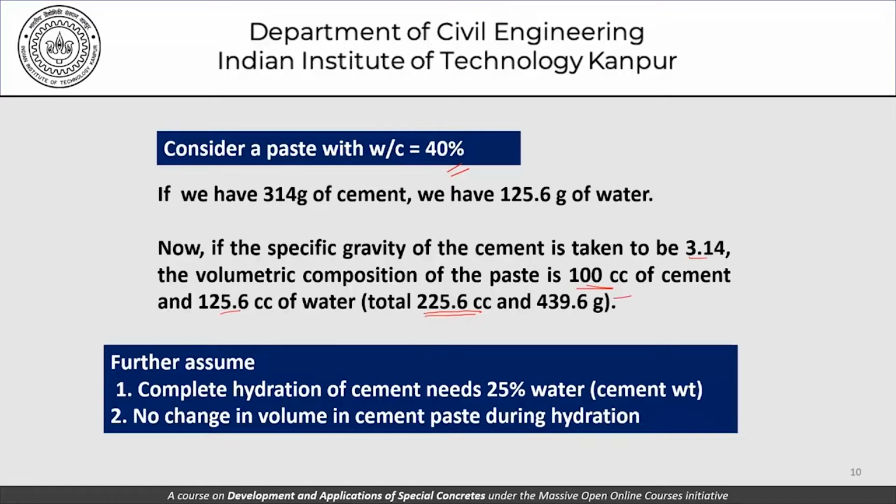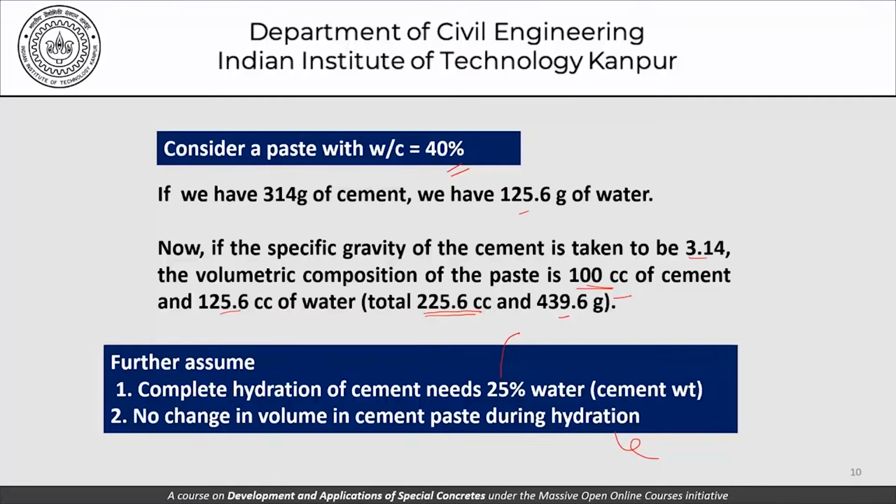That is my mass. That is 314 plus 125.6. So this is the mass, this is the volume, and the game begins. The game in the sense, the hydration of the cement begins. If we assume, and let's do that, I mean, we'll have to make some assumptions, 25% of water by cement weight is needed for hydration. So instead of that 18 to 22%, I'm using 25% as the number. And we also assume that there is no change in the volume of cement paste during hydration.